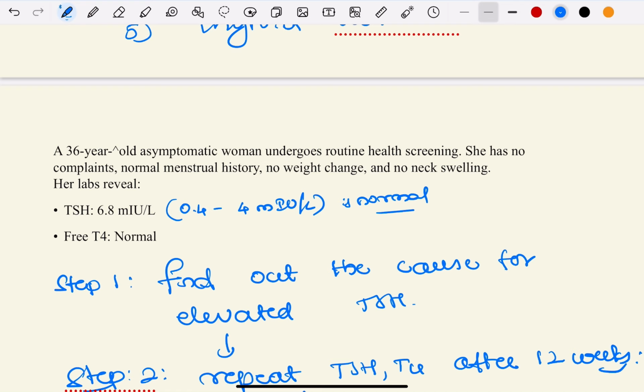So by looking at just this report, some people will think it is subclinical hypothyroidism, which may be true. I am not saying it is not true, but we should not jump to diagnose subclinical hypothyroidism just by one TSH reading. That's the point which I want to make clear here. So with one TSH value, you can't make a diagnosis of SCH, that is subclinical hypothyroidism.